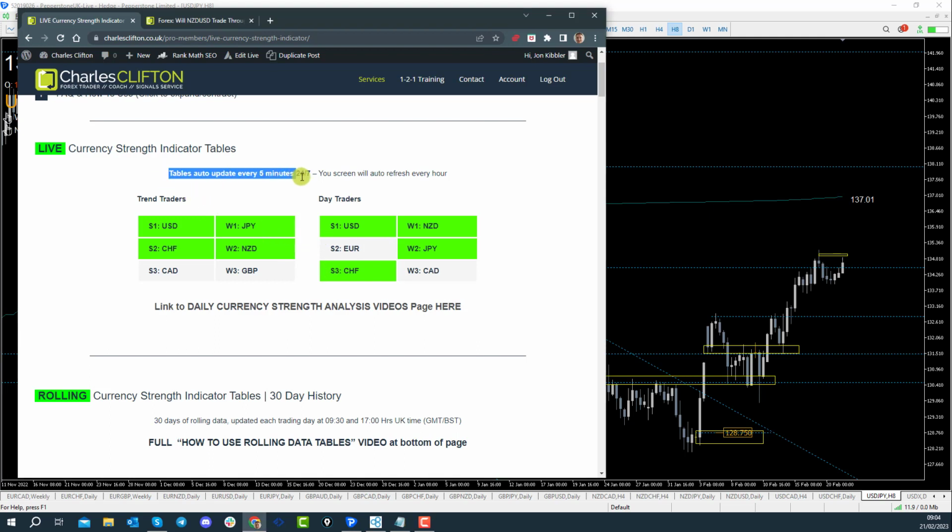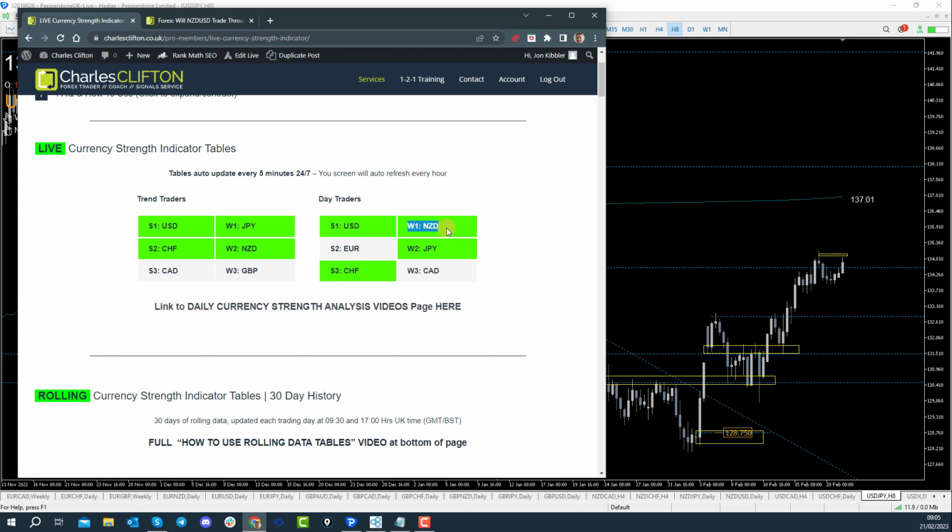The tables auto update every 5 minutes, 24/7, so if you are a member you can see how the markets stand right now in real time. The dollar remains top of both tables, being the strongest currency. On the trend traders, the Swiss franc is the second strongest currency but only the third strongest on the day traders. The yen tops the trend traders as the weakest currency, however it is only the second weakest on the day traders. The New Zealand dollar is the second weakest currency on the trend traders, but tops the day traders.